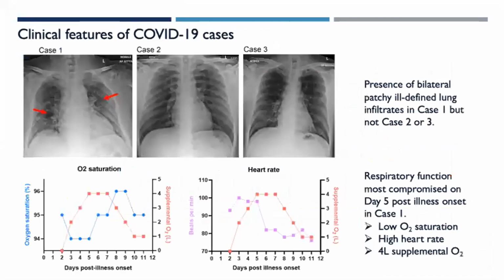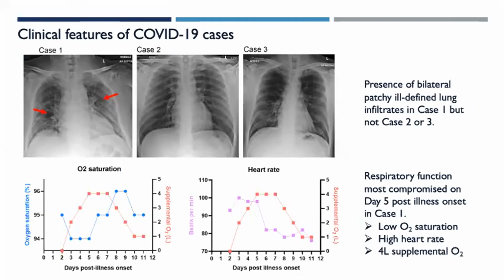In terms of the clinical features of the 3 COVID-19 cases that we profiled, you'll notice that case 1, which had more severe disease and also required oxygen supplementation, had chest x-rays showing the presence of bilateral patchy ill-defined lung infiltrates, as indicated by the arrows in red. We only observed this in case 1, but not in case 2 or 3.